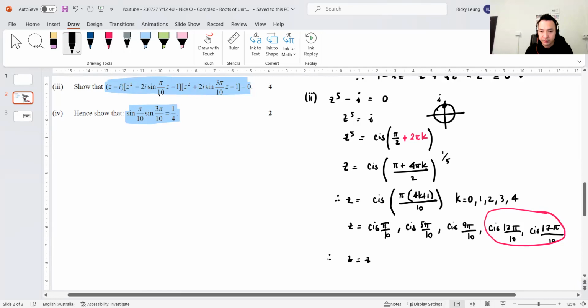So final answer, sys pi on 10. That guy there is i. That guy there is sys 9 pi on 10. Now I like these pink ones because in the next step, in the next question, I'll actually start with those pink ones.